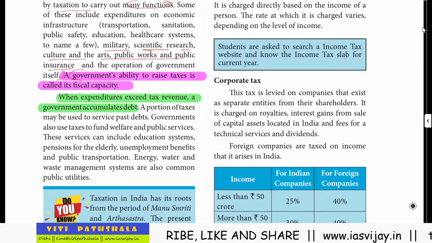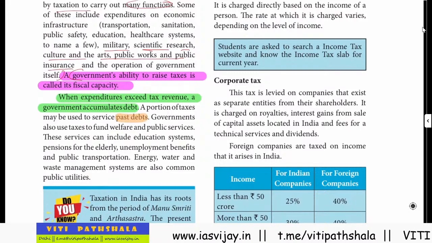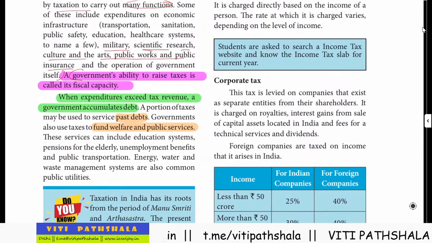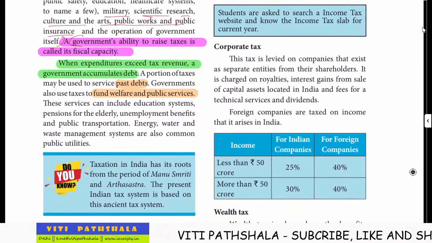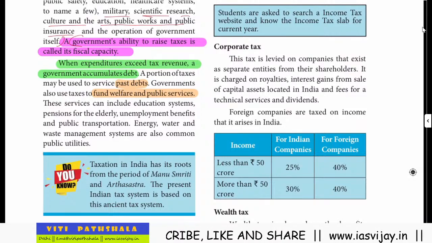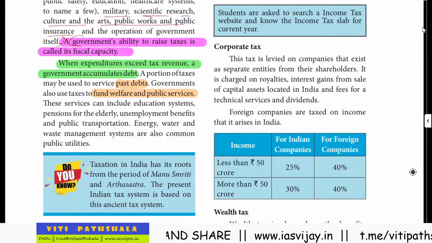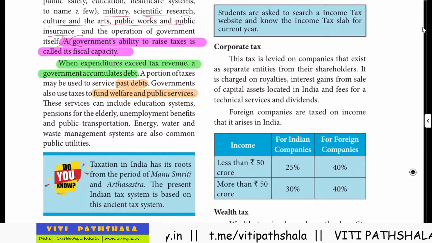Government also uses tax to fund welfare and the public services. So past debts and the fund and the welfare services. These services can include the education system, pensions for the elderly, unemployment benefit, public transportation, energy, water and waste management system, and are also common public utilities.